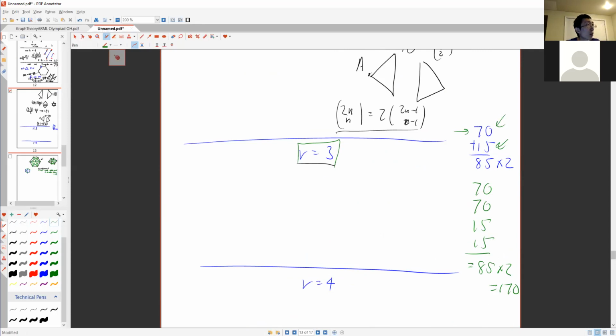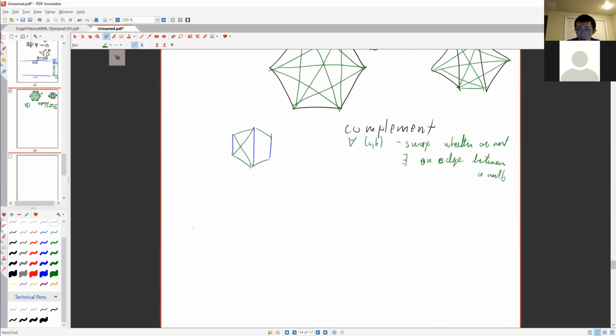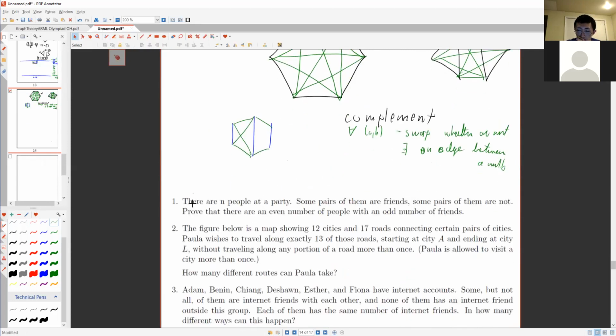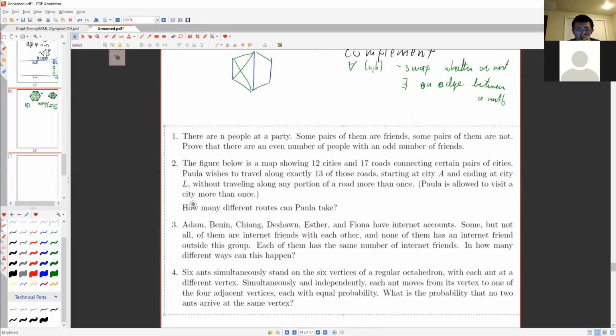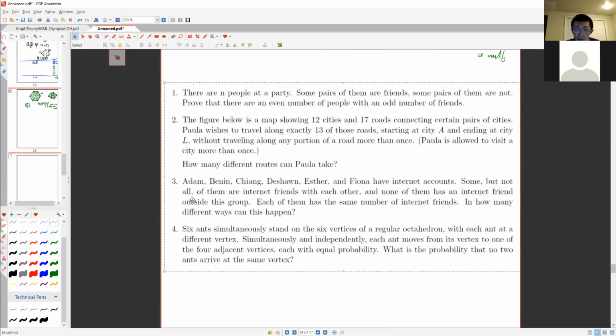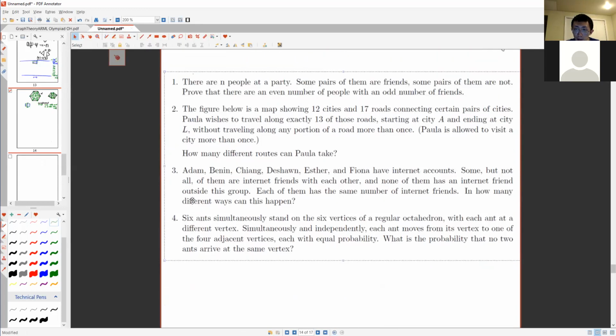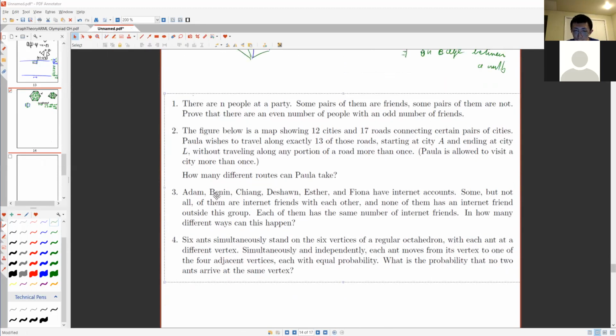In case I forget to include this in the Dropbox folder, these were just some of the problems I found on computational contests that were graph theory related. You can probably find some more on HMMTs, and obviously the Olympiads can have graph theory problems, but these were just some that I noticed from previous years that I compiled into a document. So I think we'll stop here for today.